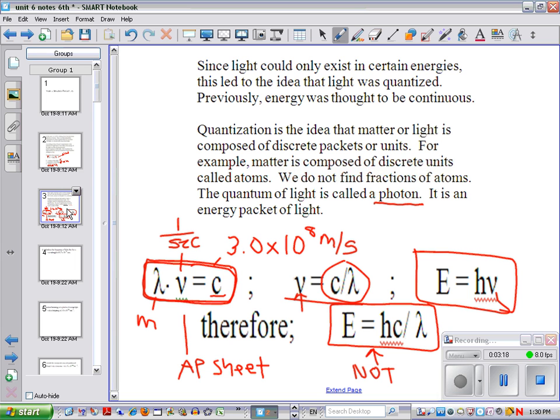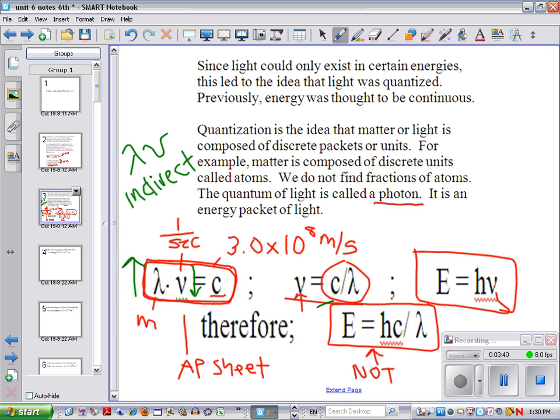Now, in this equation, we're going to backtrack for a second. Because C is constant, the speed of light is constant, we need to figure out how wavelength and frequency are related. So, if wavelength was to increase on this side, what would happen to frequency in order for it to stay constant? It's going to have to decrease, exactly. So the relationship between wavelength and frequency is indirect or inverse. As one increases, the other decreases.